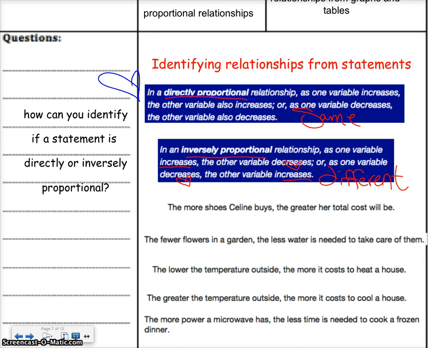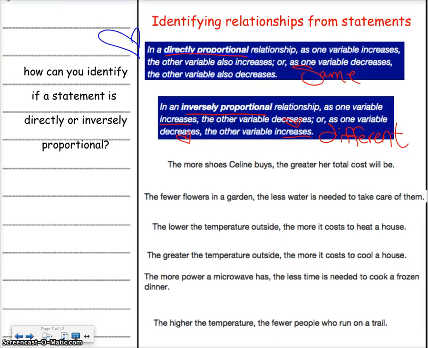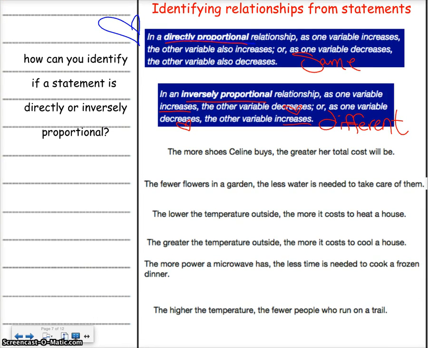Okay? You want to see how this works, given a statement? So, here's my little one-stop shop for doing this. I put an arrow with what one part of the sentence represents, and I put an arrow for what the other part of the sentence represents. Up means up, down means down. So, the more shoes Celine buys, the greater her total will be. The more shoes, that means increase my shoes, the greater my total will be. Increase my total. Same or different? Same. So they are directly proportional.